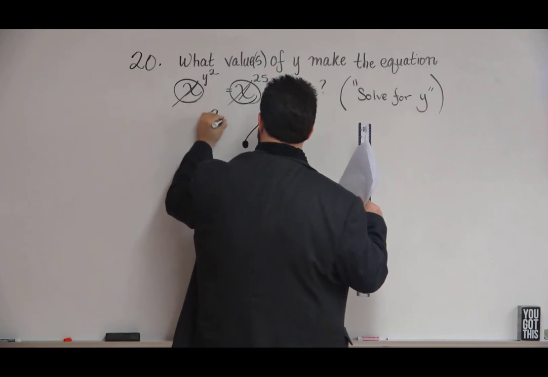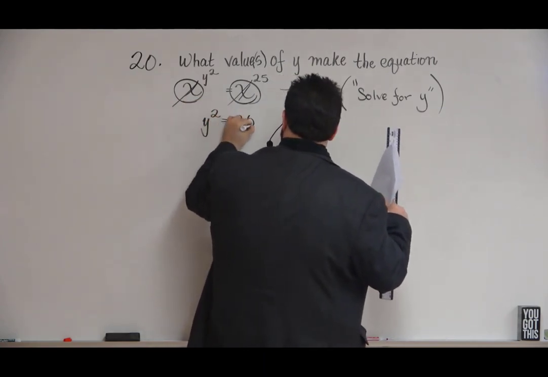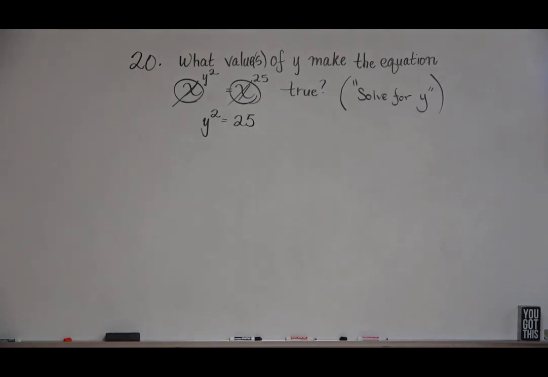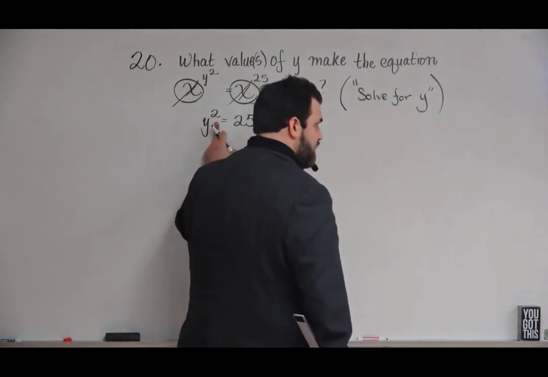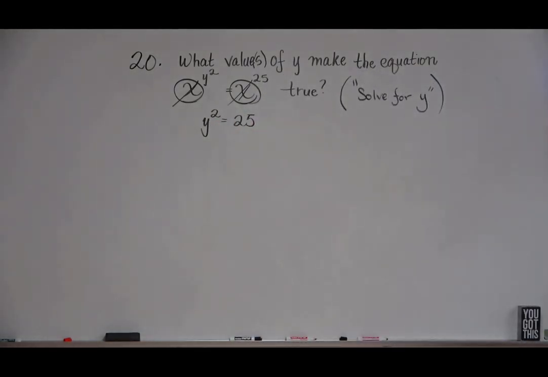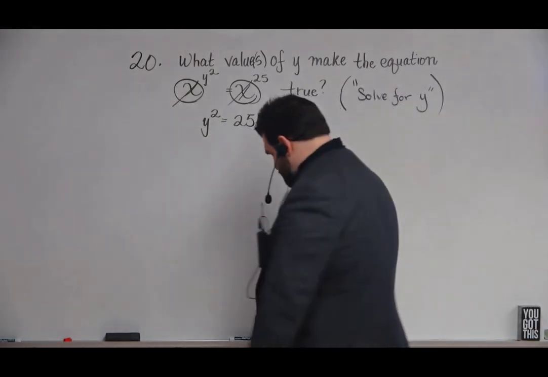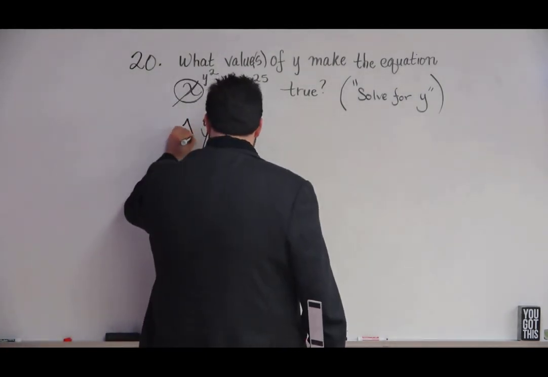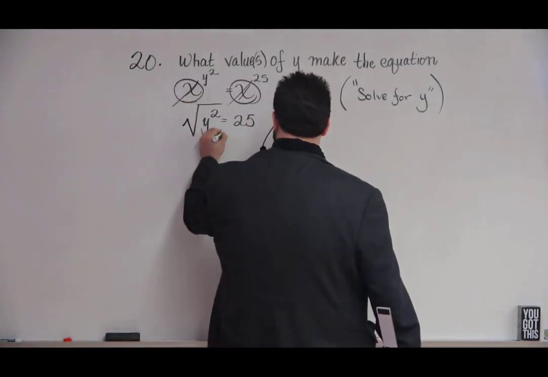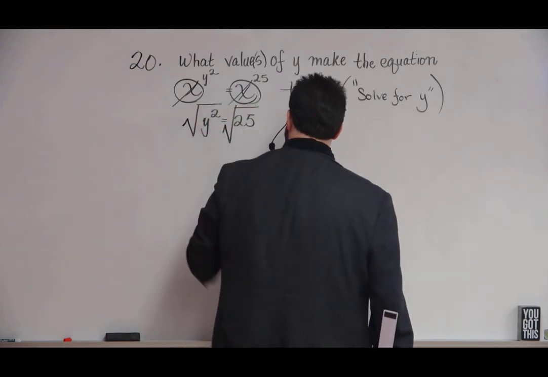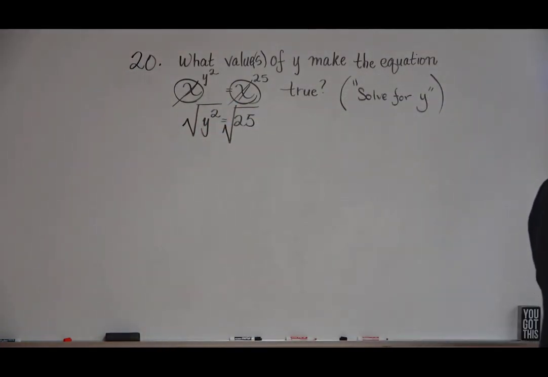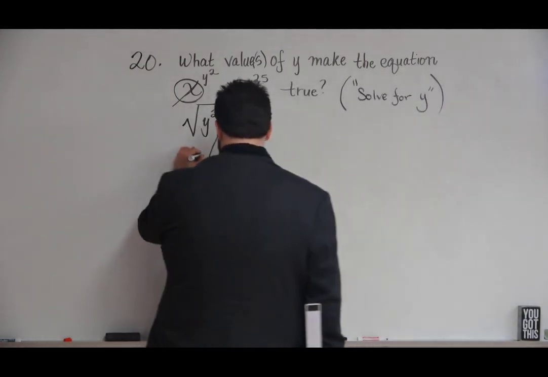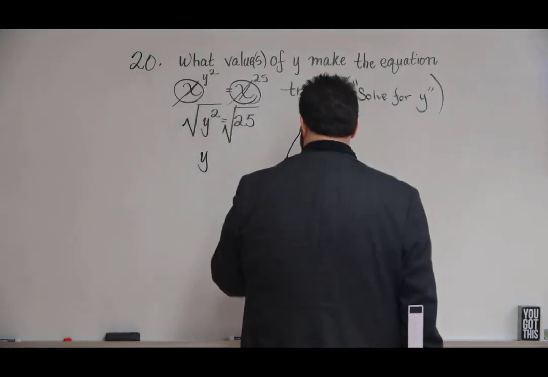So I have y squared equals 25. Now, this takes a little bit of thought. Y squared equals 25. How do I get rid of the squared? And the key is to take the square root, all right? So final step here is you're going to take the square root of both sides. And the square root of y squared is just y.